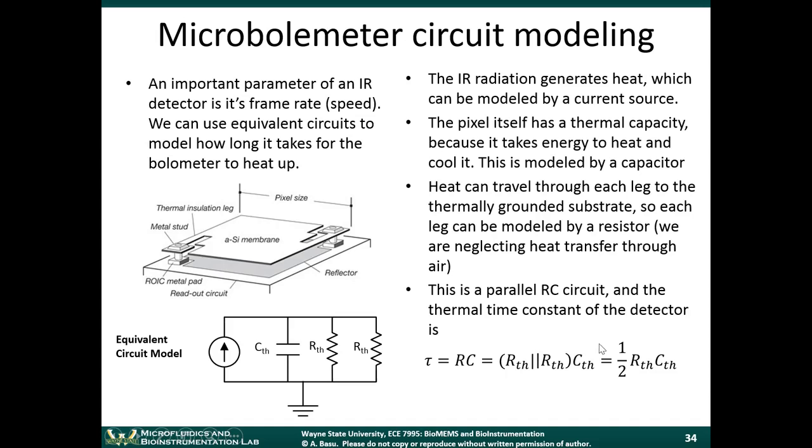All right, the equivalent resistance in this circuit, you have these two resistors that are in parallel with one another. So this is the two resistors in parallel. The equivalent resistance is 1/2 R_TH. And then this is multiplied by the capacitance in the circuit, which is C_TH. So the thermal time constant of the detector is given by this simple equation.